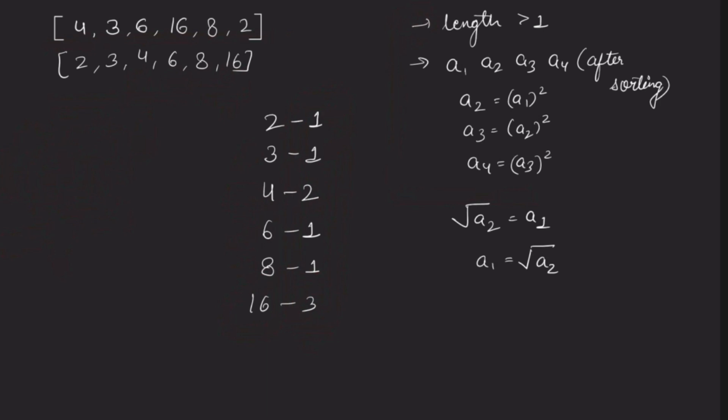So what we did was, first of all, we sorted our array. After sorting, we got this. Now, we checked for every element. We checked that if this particular element is not a perfect square, then it can only be the first element in any subsequence.